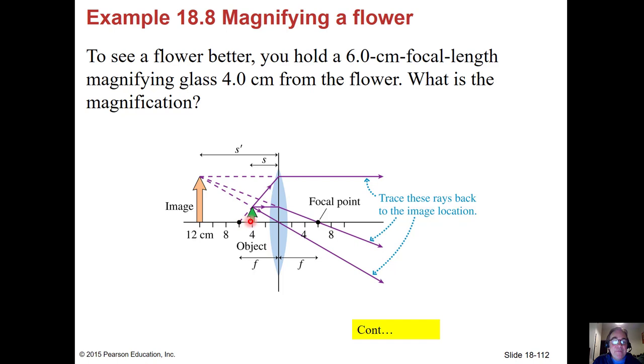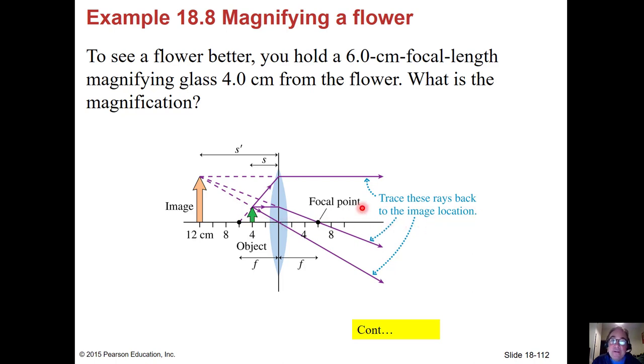Here's an object you place here. Notice that you're inside the focal length for this converging lens. To see a flower better, you hold the 6 centimeter focal length magnifying glass 4 centimeters from the flower. Okay, so the focal length is 6, and the object distance is 4. Okay, here's the object. That's the distance from the lens over to the object. And we want to know what's the magnification.